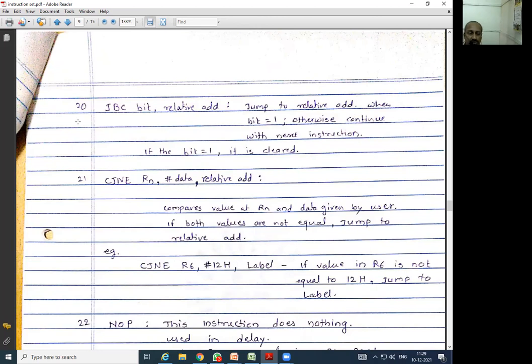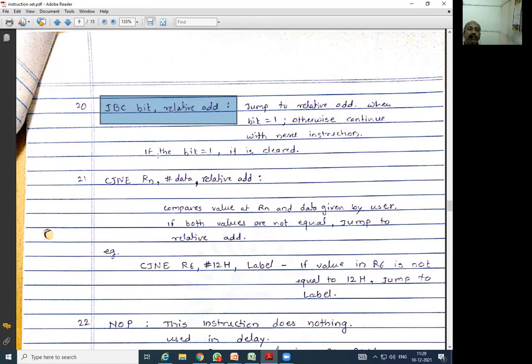So note down the sequence number also. In total, how many instructions did I say? 110. All the instructions of the 8051. From that we are going ahead. So the next instruction is JBC bit comma relative address. What does it mean? It means jump to the relative address when the bit is set, otherwise continue with the next instruction.